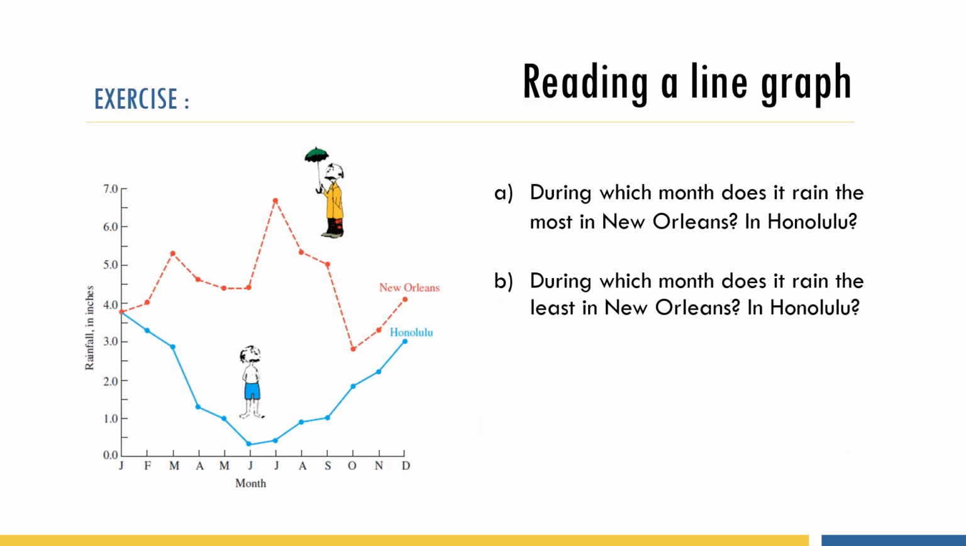Now to read the line graph, you just have to look at the trends. So this exercise asks you during which month it rained the most in New Orleans or Honolulu. New Orleans is represented as the orange line graph here, the dots, and Honolulu is represented by the blue line. So rained the most means it has to be the highest. For New Orleans, the highest is here, which is July. Let's say July. And Honolulu's highest looks like it's over here, which is January.